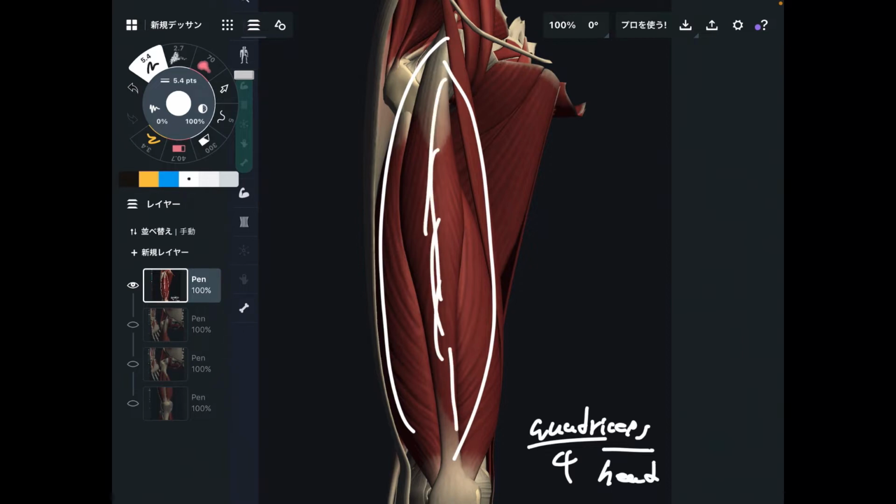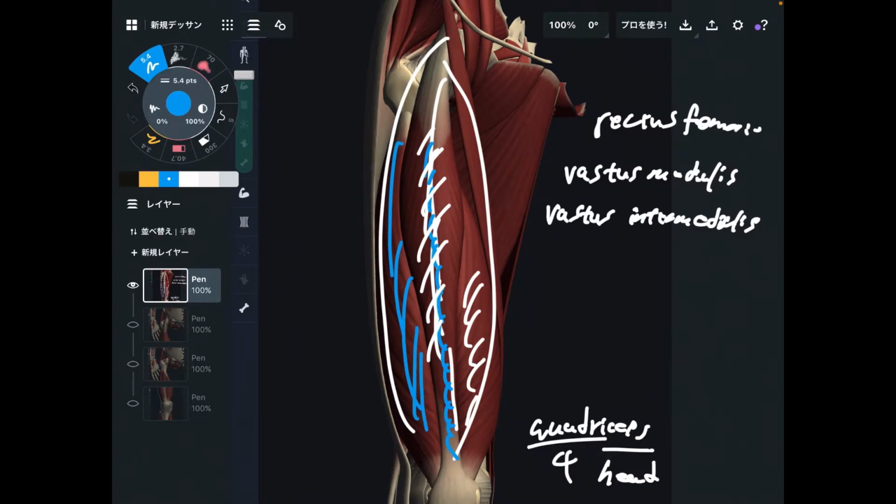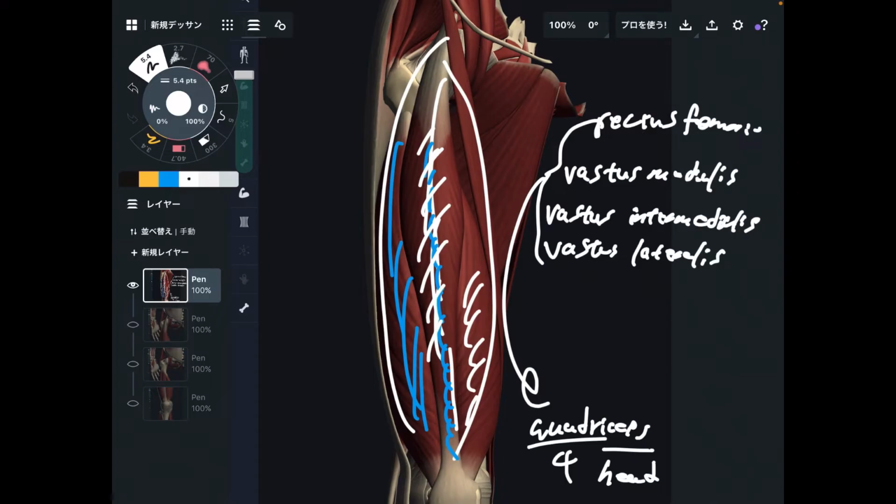Alright, this is rectus femoris. This one is vastus medialis. Plus, deep to rectus femoris, there is an intermediate muscle. That is vastus intermedialis. You don't see this muscle because the rectus femoris is superficial to vastus intermedialis. Okay. Next one, actually last one. This is vastus lateralis. These four muscles together are called the quadriceps.